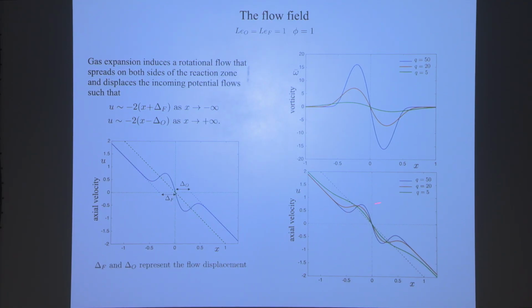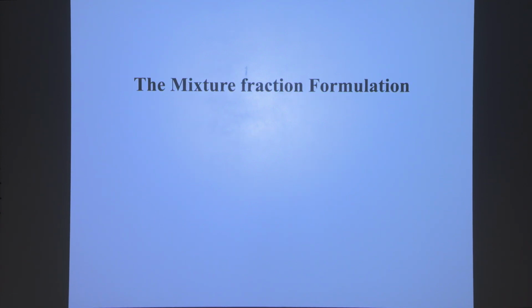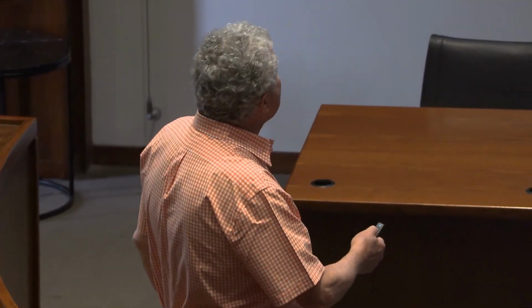So you can see here that the displacement is more significant, and here the vorticity is more significant, when the heat release is larger. Again, those values of Q are different maybe than the ones that you have seen before. It's just due to scaling, that's all. Okay, this is just to show you the previous line, the displacement of the fuel side and the oxidizer side. It's a detail. Okay, so the next thing I want to discuss is the mixture fraction formulation.